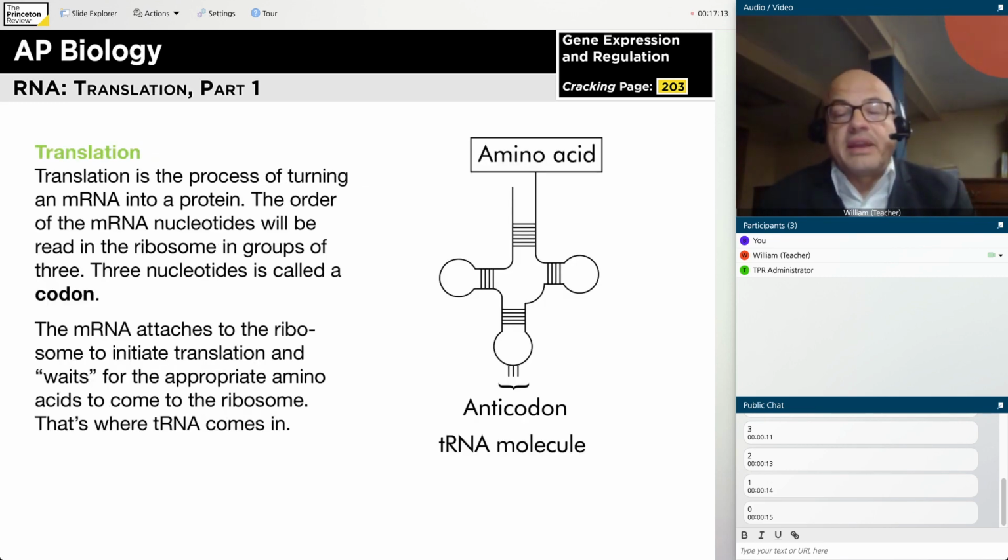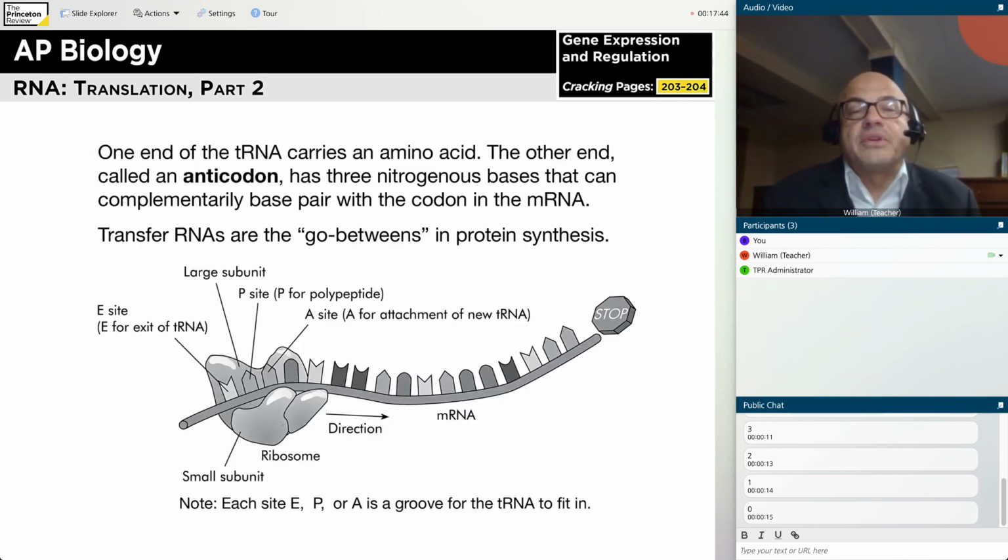When you translate, okay, that's where you have to turn the mRNA into a protein. Okay, and there's a couple of things in here that are important. First of all, of course, you have to know what a codon is. A good explanation is you have to wait for a translation to initiate and for the correct sequence to arrive, and that's where the transfer RNA comes in, because the transfer RNA is going to have to bring that back.